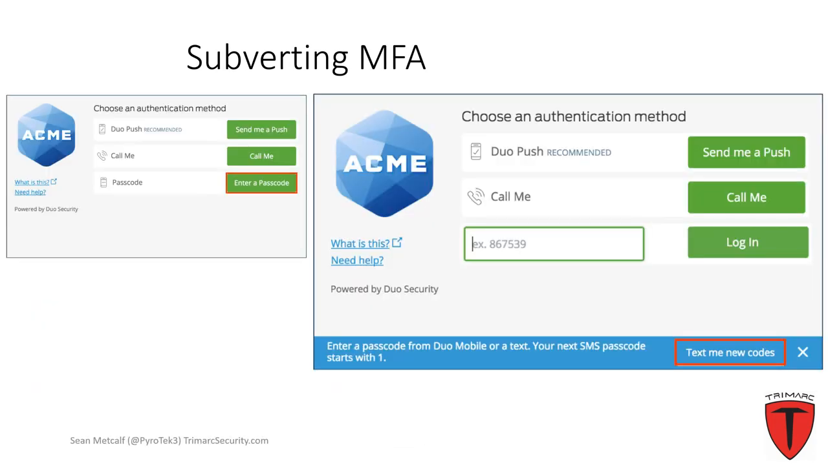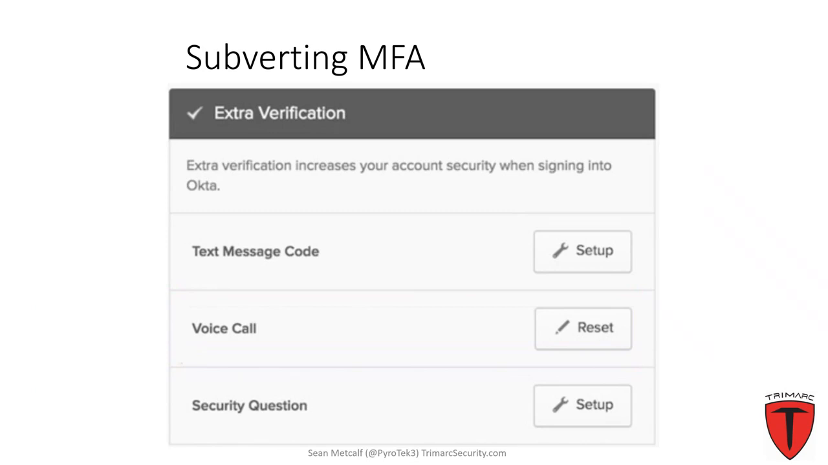So we can drill into the MFA prompt window and actually say, text me new codes. This means that once the attacker changes the mobile number associated with MFA for the user's account, the attacker can use MFA to authenticate as the user with the SMS option. The MFA code is sent to the attacker's number when requested, and the user may not see any results of this. I'm mentioning Duo and walking through what that looks like, but other MFA systems have text message or SMS as an option as well. Here I show a screenshot of Okta.